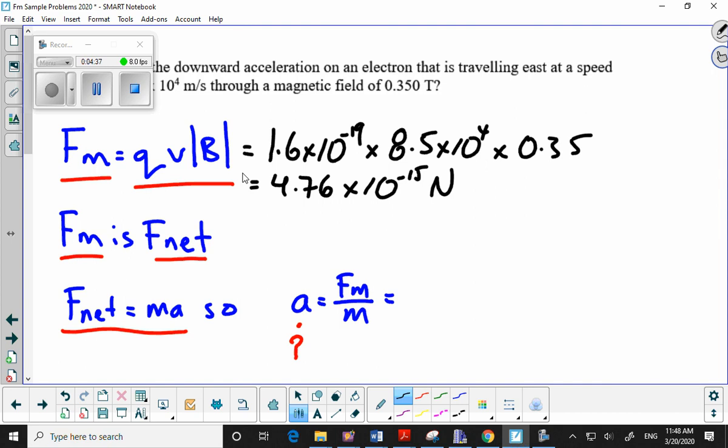So when it comes to finding the acceleration then, I take that value of 4.76 times 10 to the minus 15 newtons divided by the mass of an electron. If you don't remember this, look it up on your formula sheet.